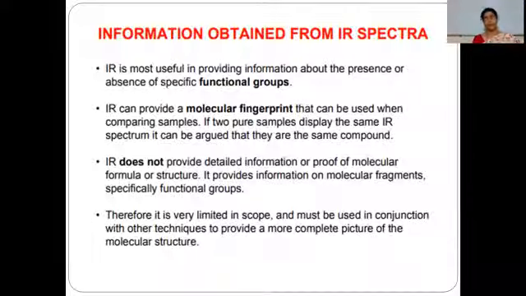From an IR spectrum, the following information can be obtained. IR is most useful in providing information about the presence or absence of a specific functional group. IR can provide a molecular fingerprint that can be used when comparing samples. If two pure samples display the same IR spectrum, it can be argued that they are the same compound. When the spectrum is completely overlapped at the fingerprint region, that shows the two spectra are of identical compounds.